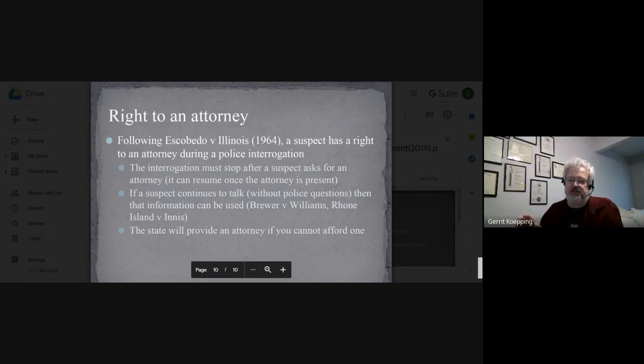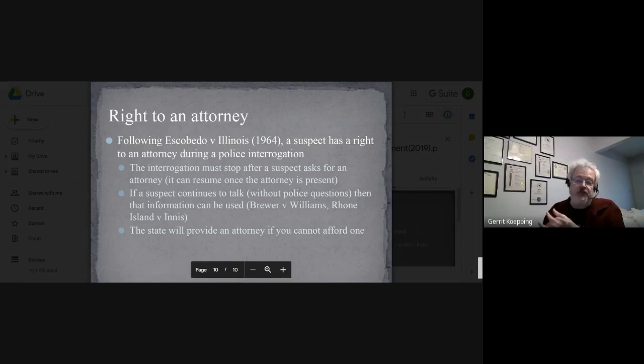Now, if you ask for an attorney and then you decide to just keep chatting away, there's two cases that are really interesting and disturbing, called Brewer versus Williams and Rhode Island versus Innis, that get into this question. But the idea is, if you continue to talk to the police, even after you've asked for an attorney, then that evidence can still be used.